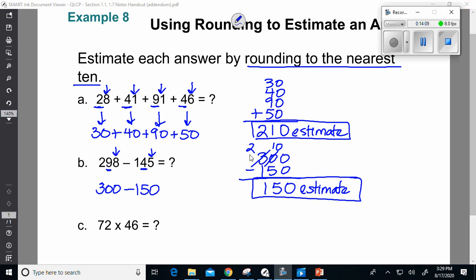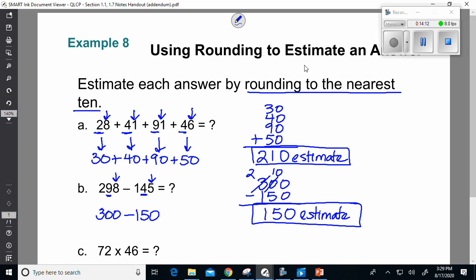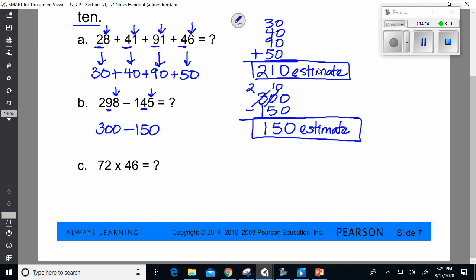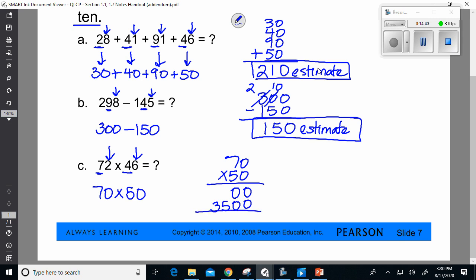And then lastly, we'll take a look at part C. 72 times 46. 72, if we're rounding to the nearest 10, is 70. 46, if we're rounding to the nearest 10, is 50. So we're doing 70 times 50. 0 times 0 is 0, 0 times 7 is 0. 5 times 0 is 0, 5 times 7 is 35. And then you add them all up, you get 3,500 as your estimate.